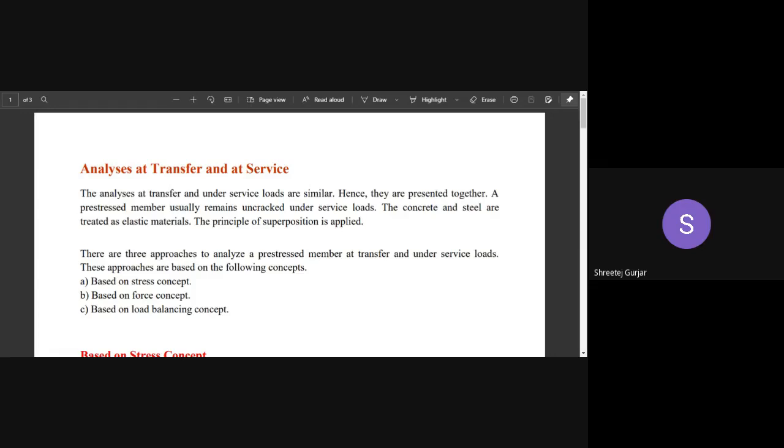That is true for type 1 members and also for type 2 members. But under type 3 members we allow some amount of cracking, but that crack width is under the allowable limit. So usually it remains uncracked under service loads. It is not 100% true for all the members, but it is true for type 1 and type 2 members, wherein no cracking is allowed.